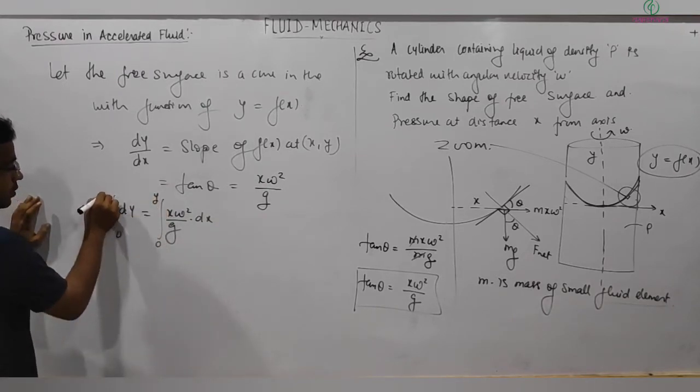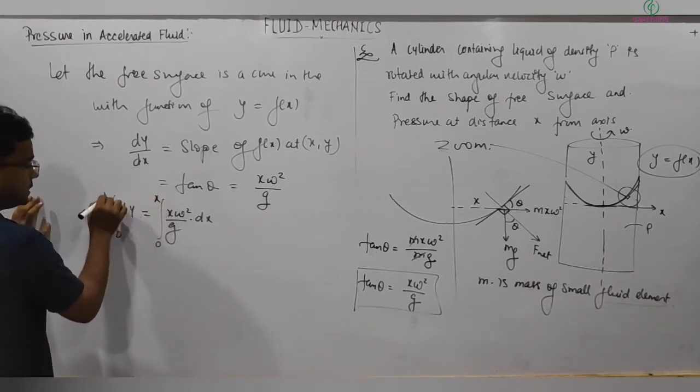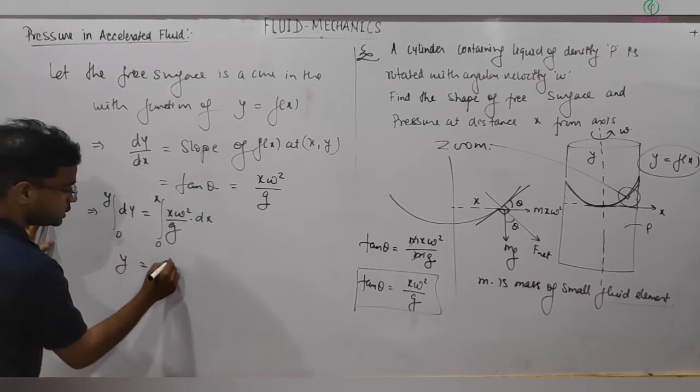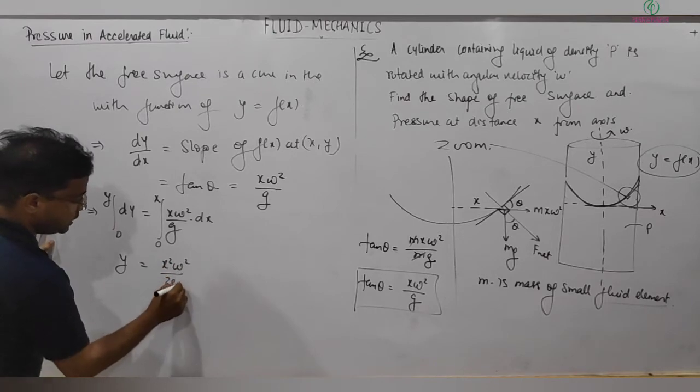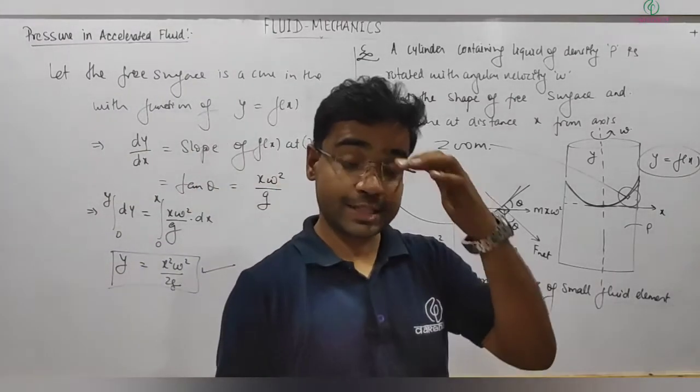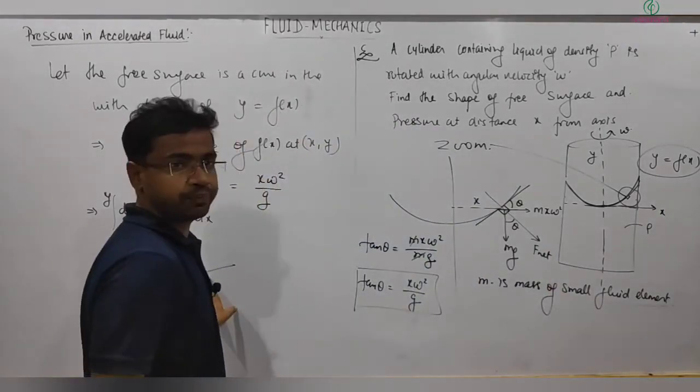integrating y from 0 to y and x from 0 to x, we get y is equal to x square omega square by 2g. So this is the shape of the free surface, so it is a parabola, right?